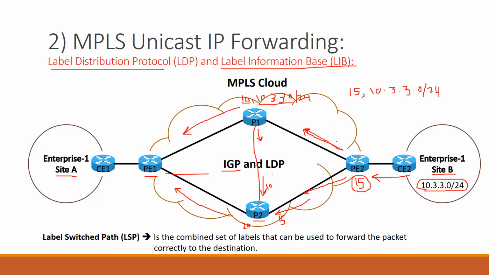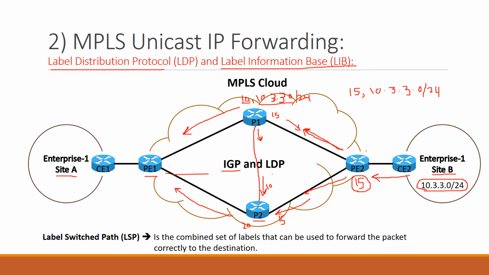This is how LDP works. Each router assigns a local label for the learned IP prefix and teaches the LDP neighbors how to send the IP packet to that specific prefix by pushing the learned label from the neighboring LDP neighbor. So when P1 starts to forward a packet for 10.3.3.0, it will insert label 15 and send it to BE2, sorry.